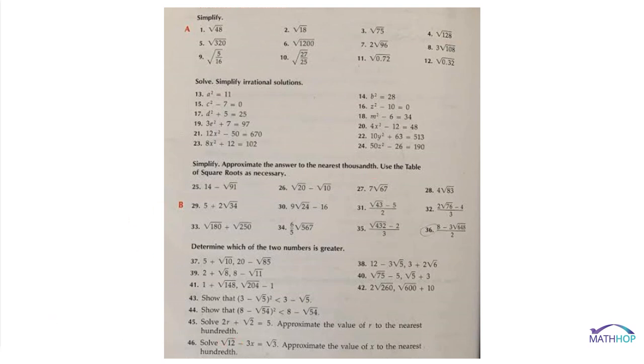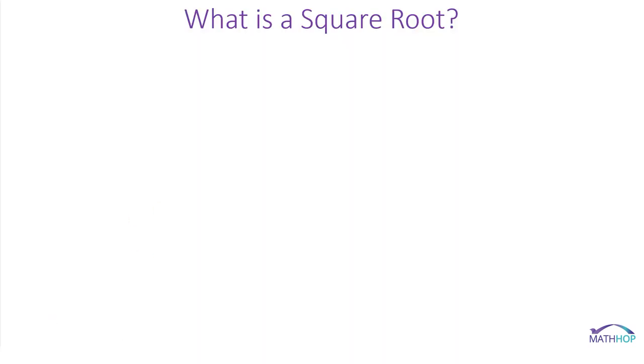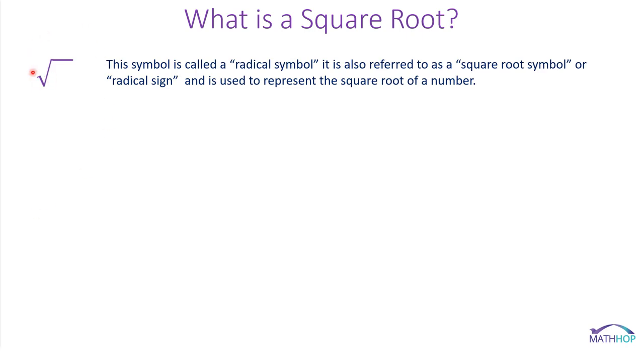All right, so let's get started. What in the world is a square root? Well, you've likely seen this symbol right here. This symbol, notice there is no number here. It is just this symbol alone with no digit or number right here in this crevice. This symbol is called a radical symbol, also referred to as square root symbol or a radical sign. And we use it to represent the square root of a number.